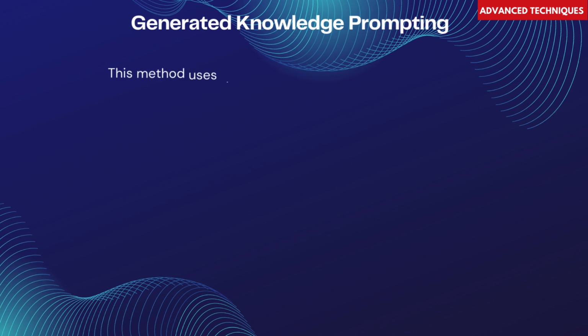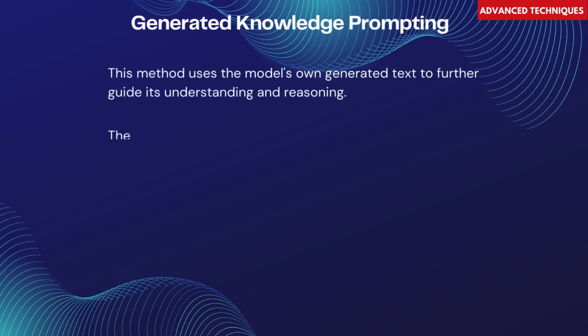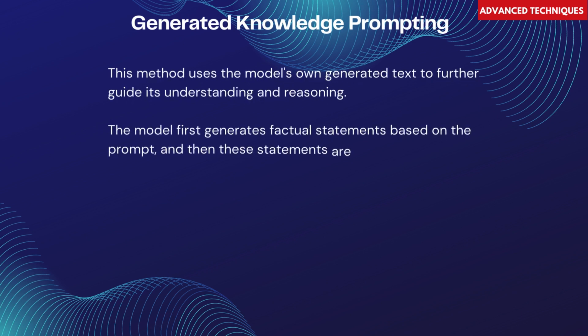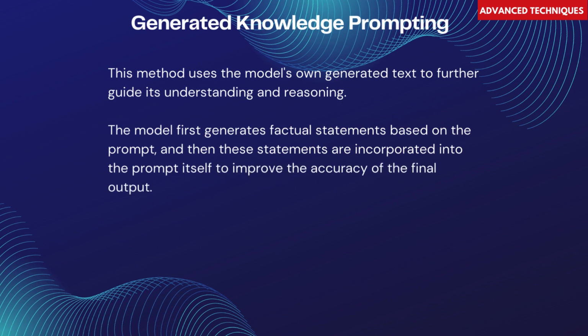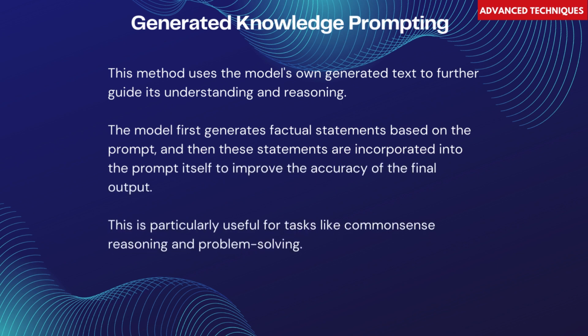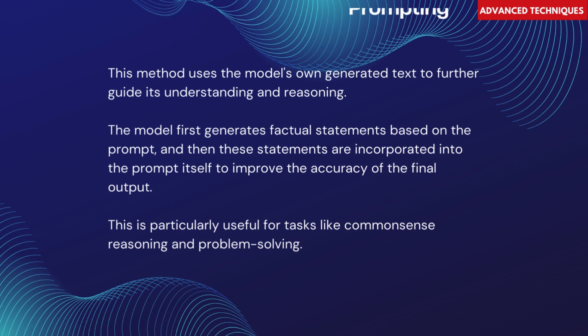2. Generated knowledge prompting. This method uses the model's own generated text to further guide its understanding and reasoning. The model first generates factual statements based on the prompt, and then these statements are incorporated into the prompt itself to improve the accuracy of the final output. This is particularly useful for tasks like common sense reasoning and problem solving.